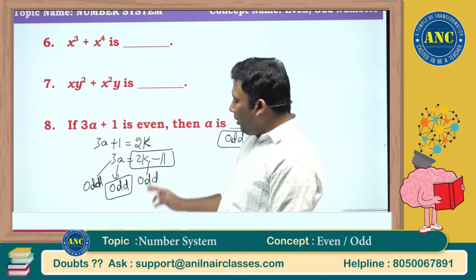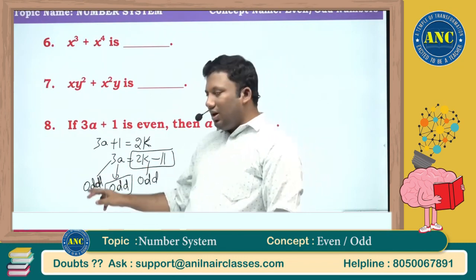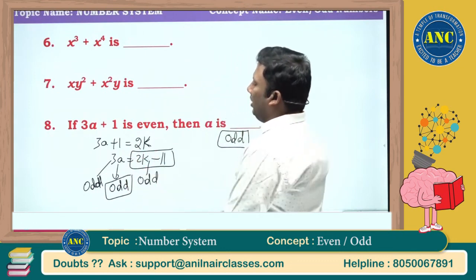3a plus 1 is an even number. Even number is of the form 2k. 3a is 2k minus 1. This is odd, 3 is odd. Odd into some number is odd. That some number has to be odd.